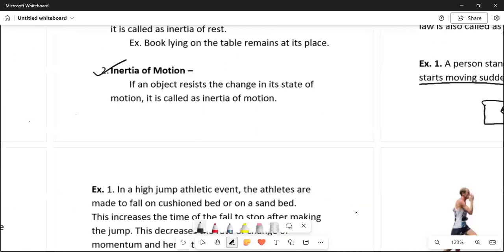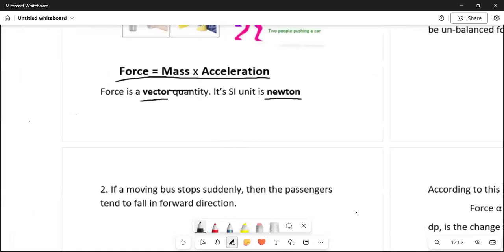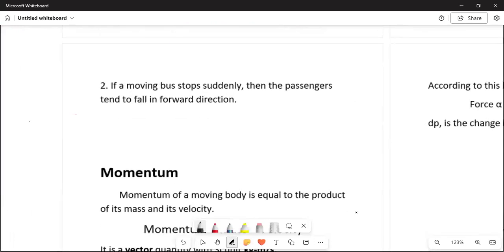We'll see one more example, that if a moving bus stops suddenly, the passenger tends to fall in the forward direction. Consider that a bus is moving and someone comes in front of the bus and the driver applies brakes suddenly. So what happens in this case? Even if someone is sitting, he will tend to fall forward.